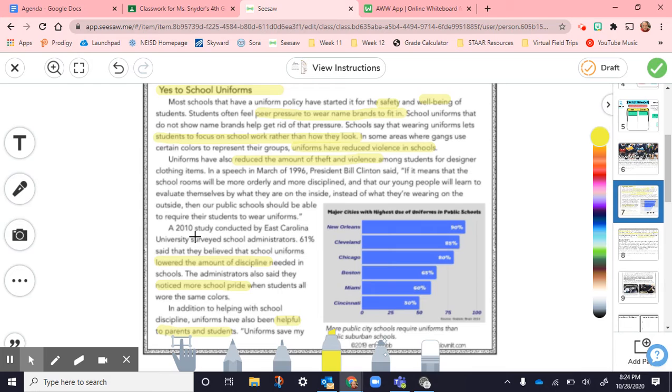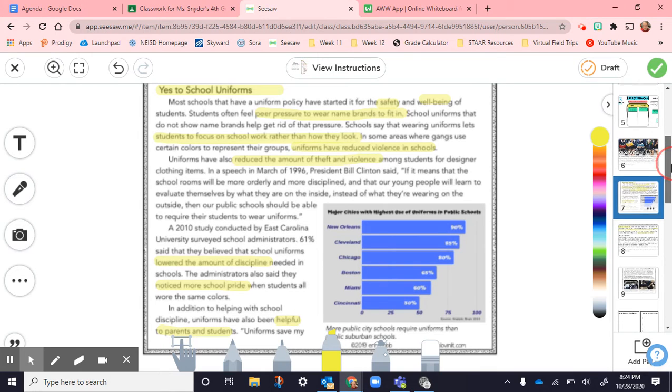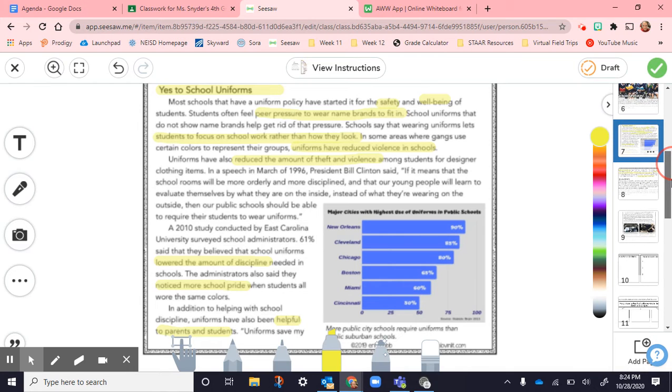They gave more supporting details. So here it's talking about reducing the amount of theft and violence. Then it gives a quote talking about how if things are more orderly and disciplined, then that's a positive thing, that's a reason why we should have school uniforms. So they're not just saying that reason and then going straight to the next one. They're giving details that support what they said. So we want the same thing in our writing that we're doing here. So students drafted that when they were done.